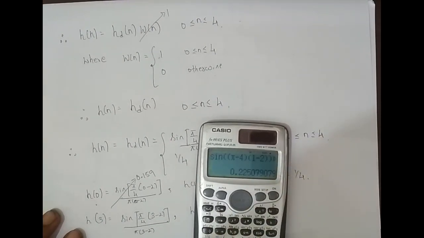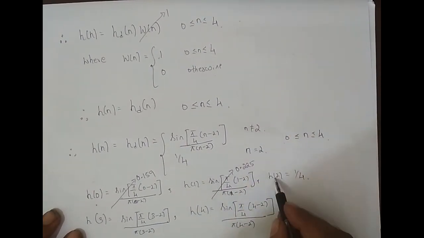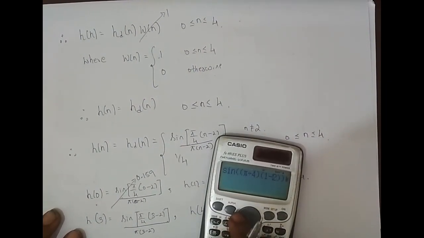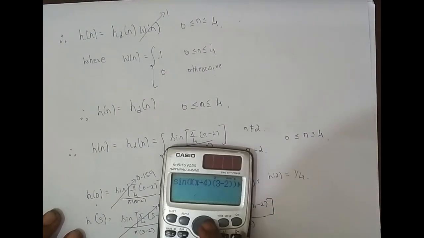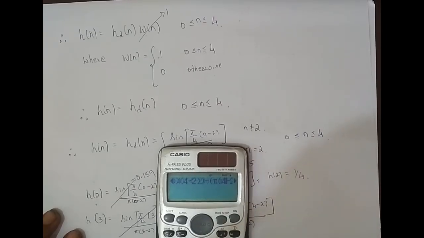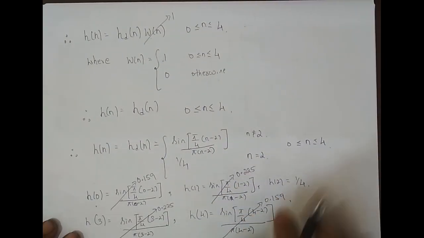So for n equal to 1 it is 0.225. N equal to 2 is 1 by 4. N equal to 3, let me replace this by 3. So I end up with 0.225, and for n equal to 4, I end up with 0.159. Okay, so if you look at it, it's symmetric, right?